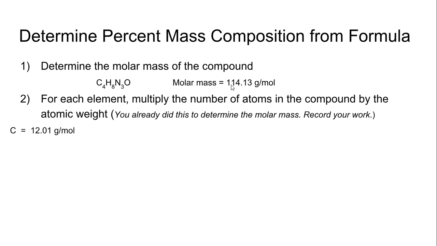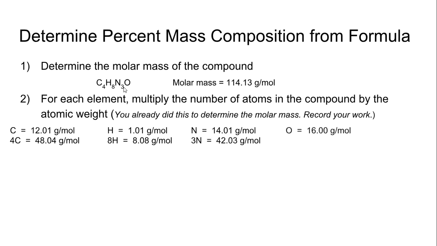I got carbon. It weighs about 12.01 grams per mole. Since there's 4 carbons, I multiply that by 4. I get the molar mass of hydrogen, multiply that by 8, for there are 8 hydrogens. I get my molar mass of nitrogen, and I multiply that by 3, because there are 3 nitrogens. And I'm just going to leave the molar mass of oxygen the same, because there's only 1 oxygen.